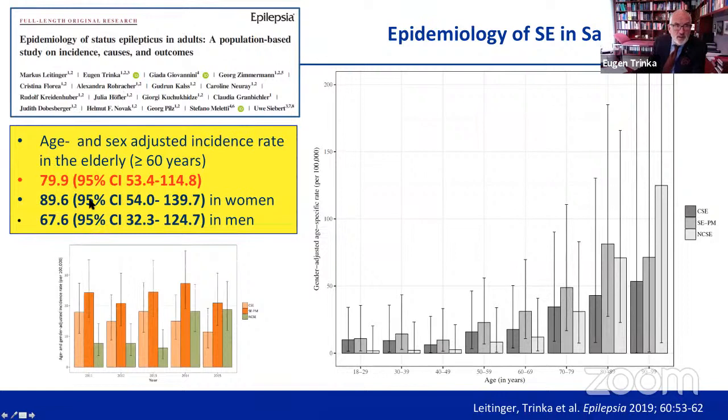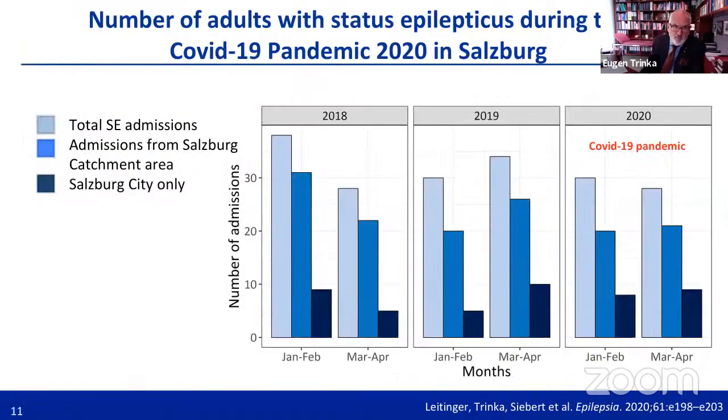This is from our epidemiological work, which I already quoted. So it's 79 per 100,000 per year in the elderly group, 60 plus, and it's astonishingly much higher in women than in men, and that's an exception from the rule that men have worse health than women. And there is a steep increase, going up to 200 per 100,000 per year in the age group 90 plus.